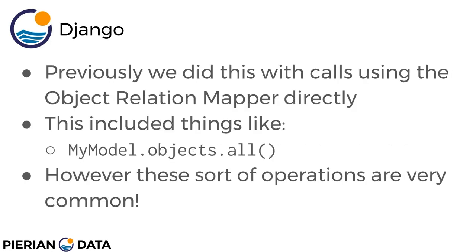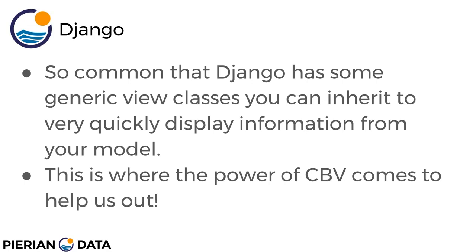And previously we did this with calls using that object relational mapper directly. And that was back when we were doing things such as calling MyModel.objects.all. That's how we used to connect a template to an actual call to the model to show information from the database. However, you can imagine that these sort of operations are very common. And they're so common that Django has some generic view classes you can inherit from to very quickly display information from your model. And this is where the power of class-based views really comes to help us out.